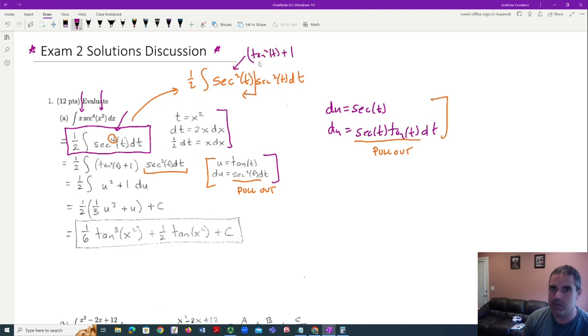Hopefully you had that on your note sheet. I noticed a few people had the wrong identities on there. But then this becomes u squared plus 1 du. So the entire thing is to set this up so you can do the substitution, then you can integrate, and then you just have to remember to replace.